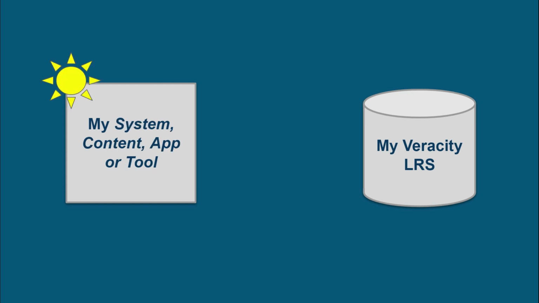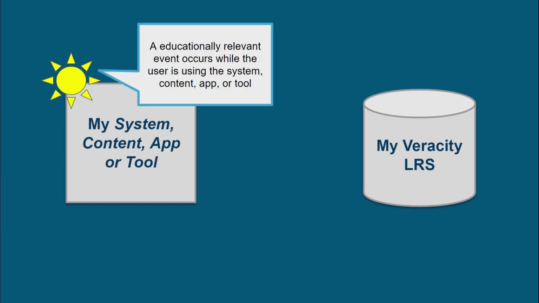So let's say you've got your system or your content or app or tool, it doesn't really matter. And some educationally relevant event occurs while the user is experiencing the system. Real simple one to think about is a user is in some e-learning course. Maybe they complete an exam and get a score on the exam, pass, fail, that kind of thing. So they get to that point in the course where something happens. I will note that it doesn't have to happen when the event happens. It could be cached for later, but to make it simple, some event happens.